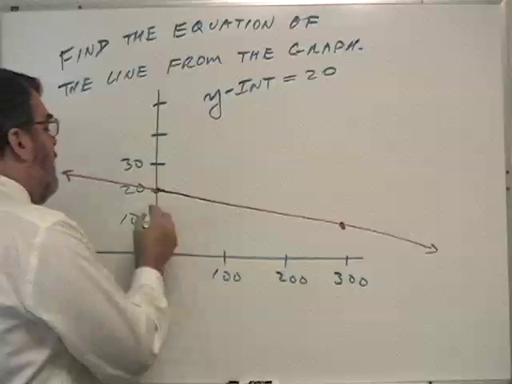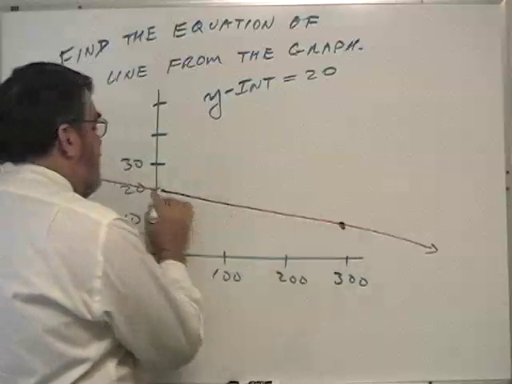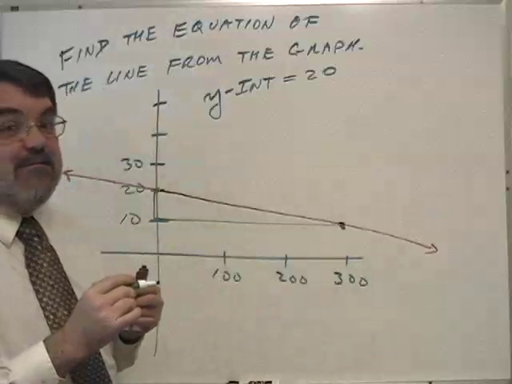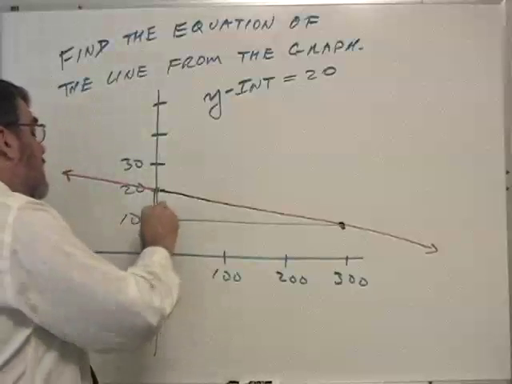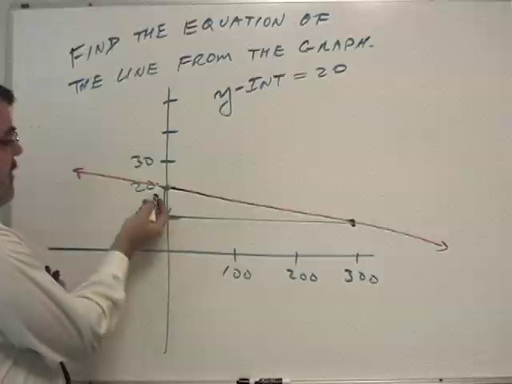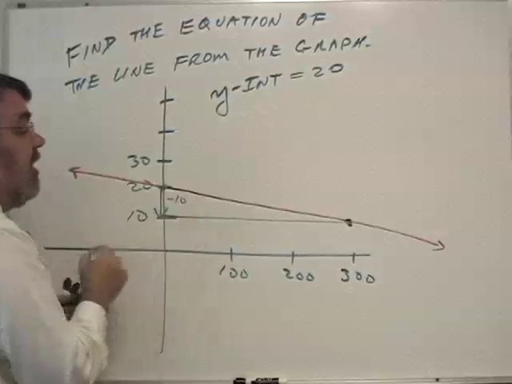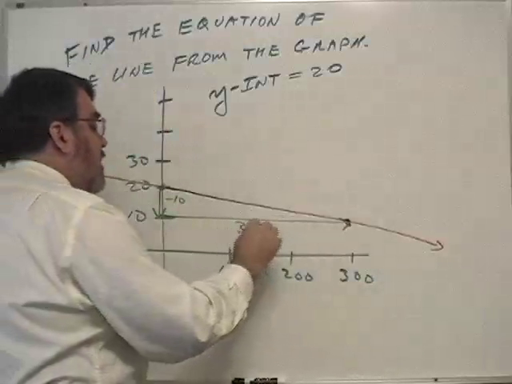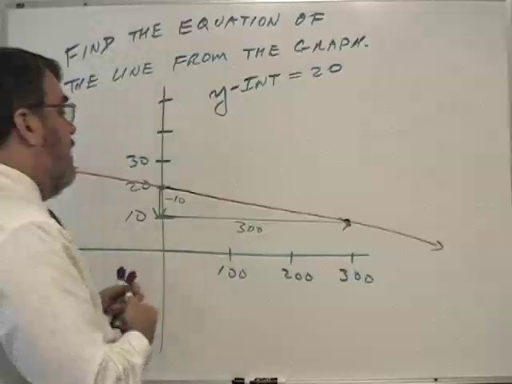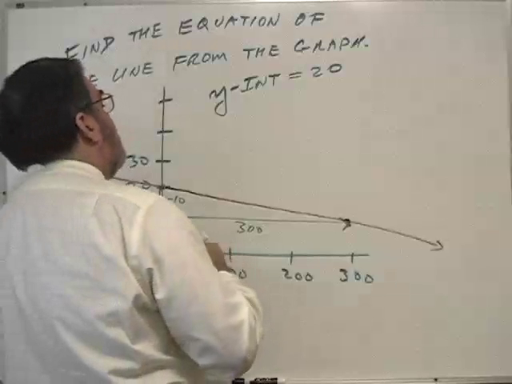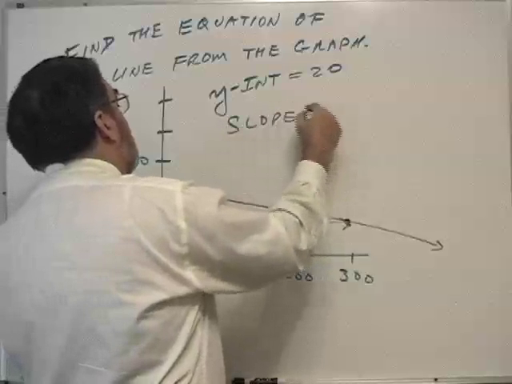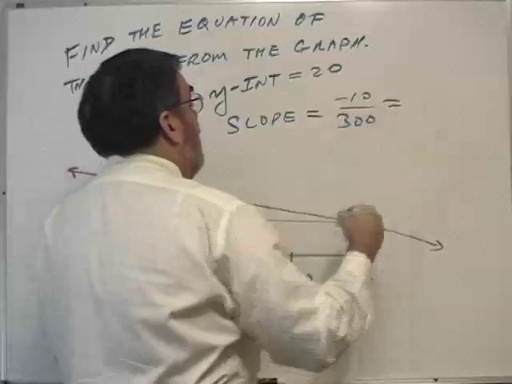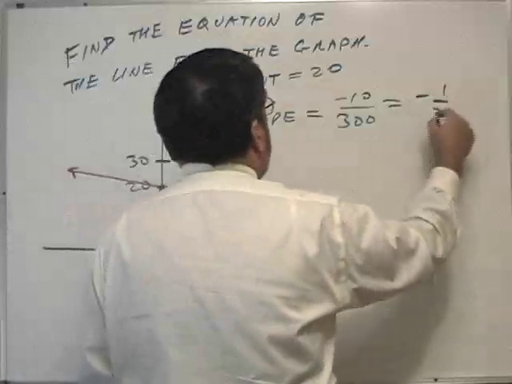So to find slope, you compare 2 points. So if I jump from this point down to that point, is this slope negative or positive? It's negative, isn't it? Because it's falling, and so when you drop, that's a change of negative 10 units, and when you move to the right, that's a change of 300 units. So the slope is minus 10 over 300, and that simplifies to minus 1 over 30.